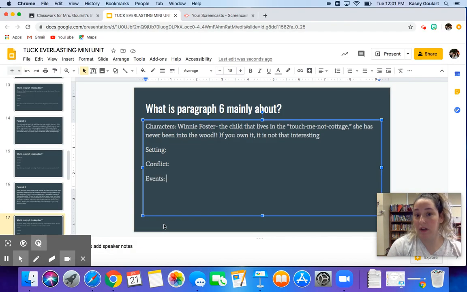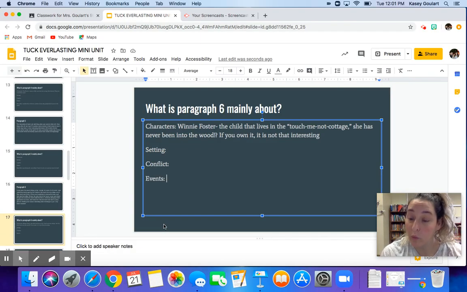All right, what is paragraph 6 mainly about? We are introduced to Winnie Foster. She is the child that lives in the Touch Me Not cottage. We see Touch Me Not repeated about 3 to 4 times now, so it must be important. She's never been into the woods. I put a question mark and an exclamation point because that's strange. She lives right next to it. It literally scoots up to her fence, but she's never been into it.